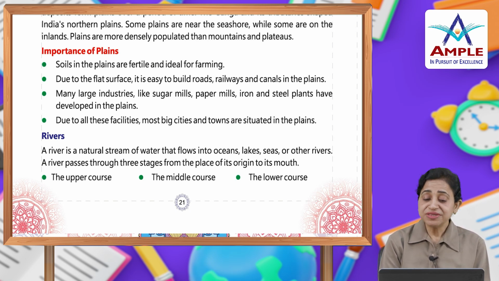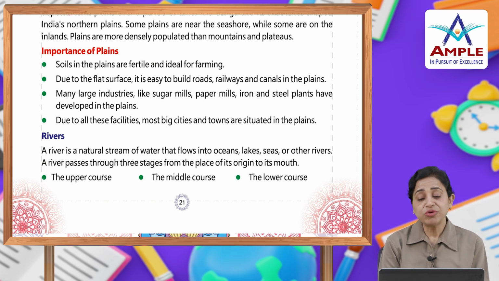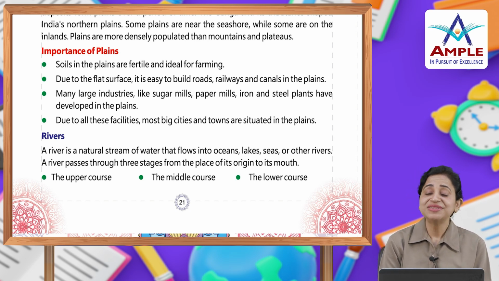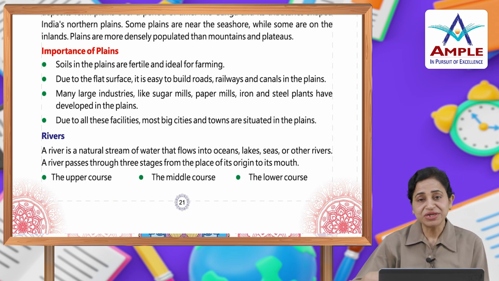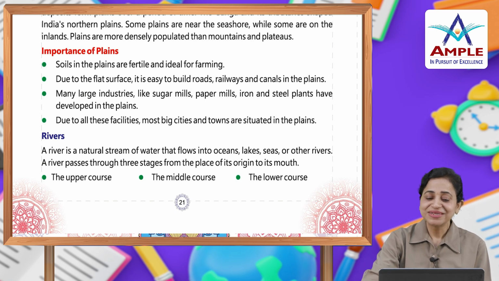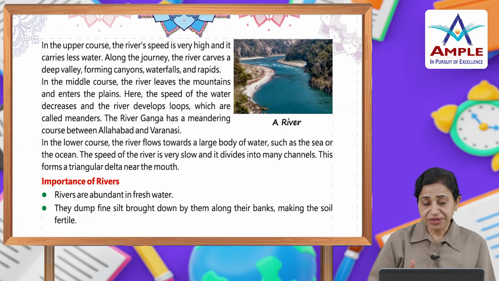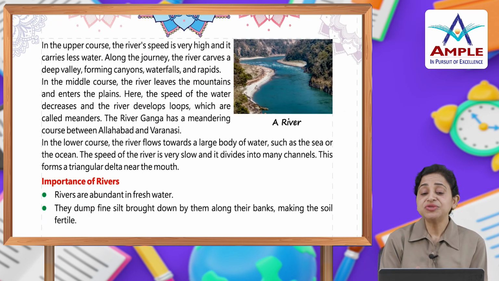Rivers. A river is a natural stream of water that flows into oceans, lakes, seas or other rivers. A river passes through 3 stages from the place of its origin to its mouth. One is the upper course, another is the middle course and the third one is the lower course. In the upper course, the river speed is very high.